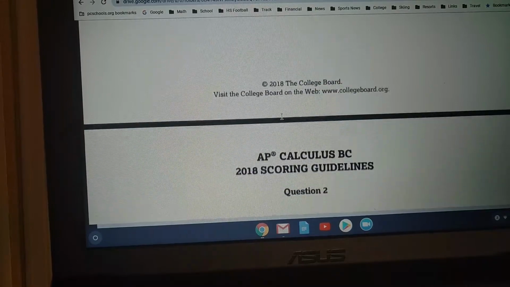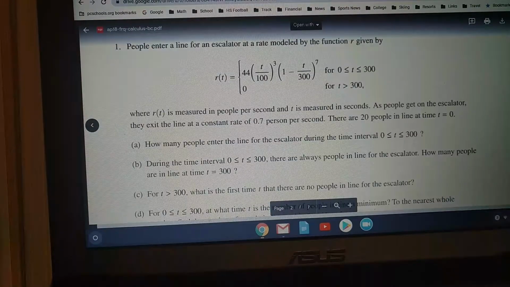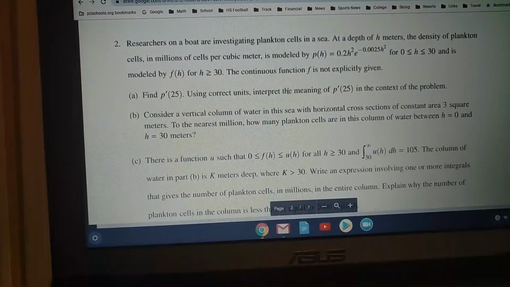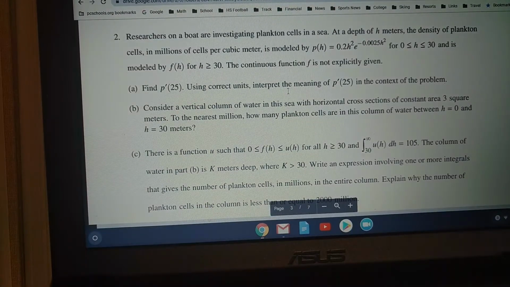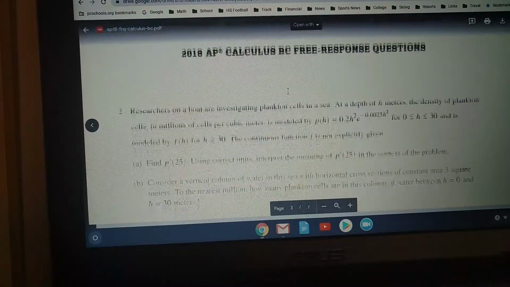All right, now let's look at number 2. Number 2 is a definite BC question. So let's see what the question looks like. We have this boat investigating plankton, and we've got this equation, and this density of the plankton as far as this model goes.